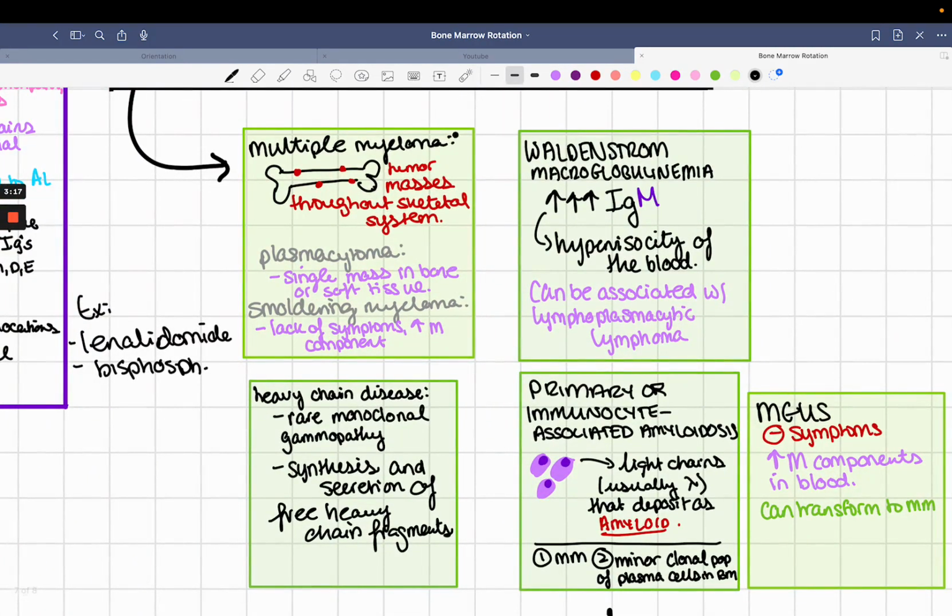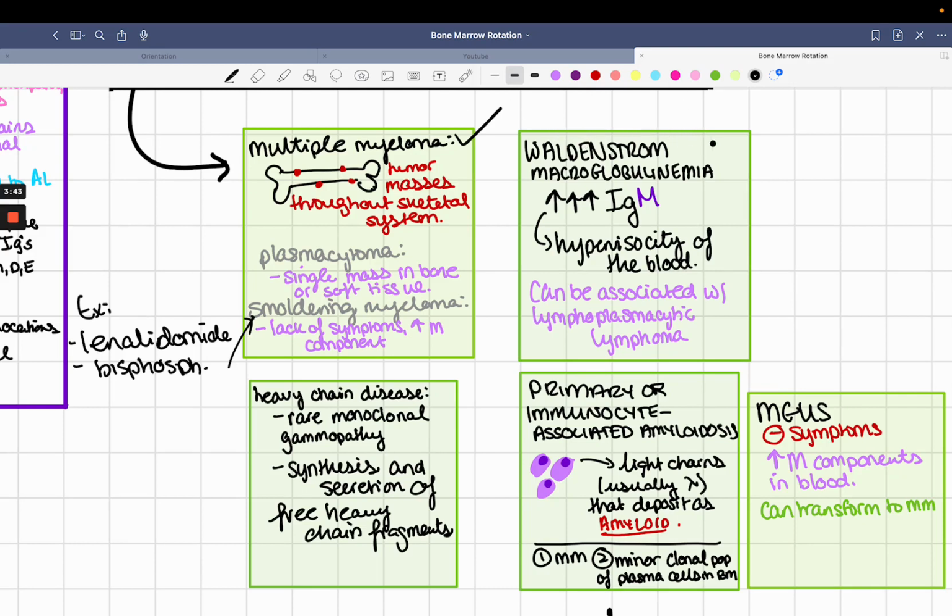The first one, of course, is multiple myeloma. Multiple myeloma is marked by tumors throughout the skeletal system. They're bony lesions. A plasmacytoma is a term you might also hear, and that is a single mass in bone or soft tissue versus multiple. And then also you may see something called smoldering myeloma. This is a lack of symptoms and an increased M component.